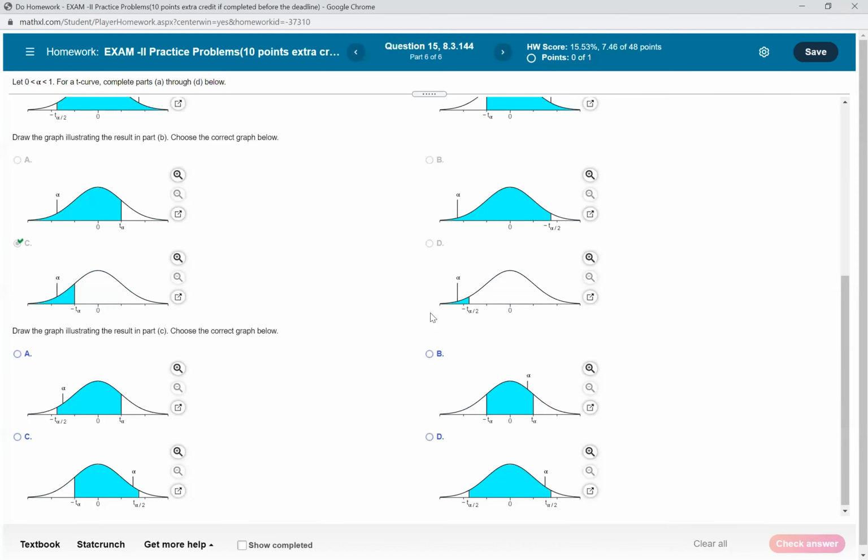And for both tails, on the right we have T alpha over 2, and the area will be alpha over 2. On the left side, we have negative T alpha over 2, and the area will be alpha over 2. So which one should be correct? A, this area is alpha, this is not correct. So this is also not correct, and this is also not. Okay, so that's where we draw the graph. Illustrate part C, choose the correct graph below.